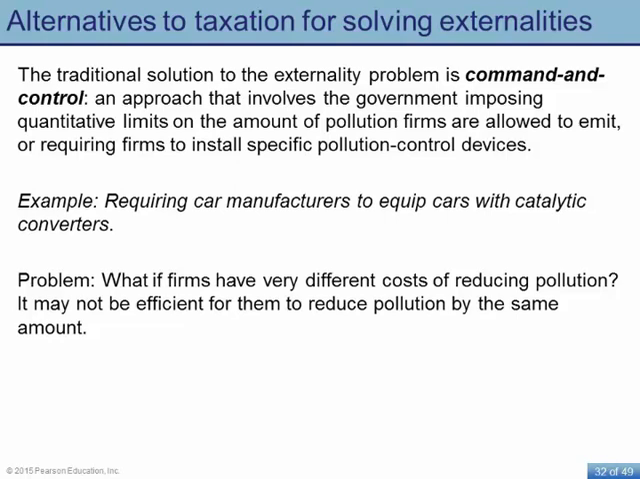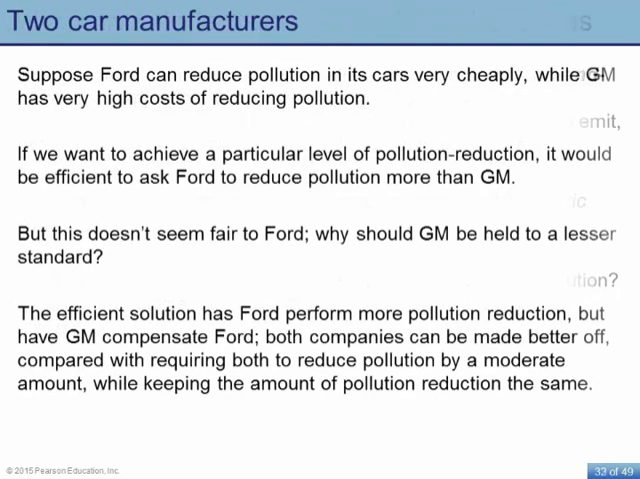However, the command and control approach to reducing pollution may not be economically efficient, since car manufacturers can have different costs when they equip their cars, trucks, and SUVs with catalytic converters. So if the government wishes to reduce pollution by a specific amount, requiring both companies to reduce pollution by the same amount would not be efficient. So let's assume Ford can reduce the carbon footprint of its automobiles at a lower cost than GM can. So requiring Ford to reduce their pollution by a larger amount than GM would be efficient.